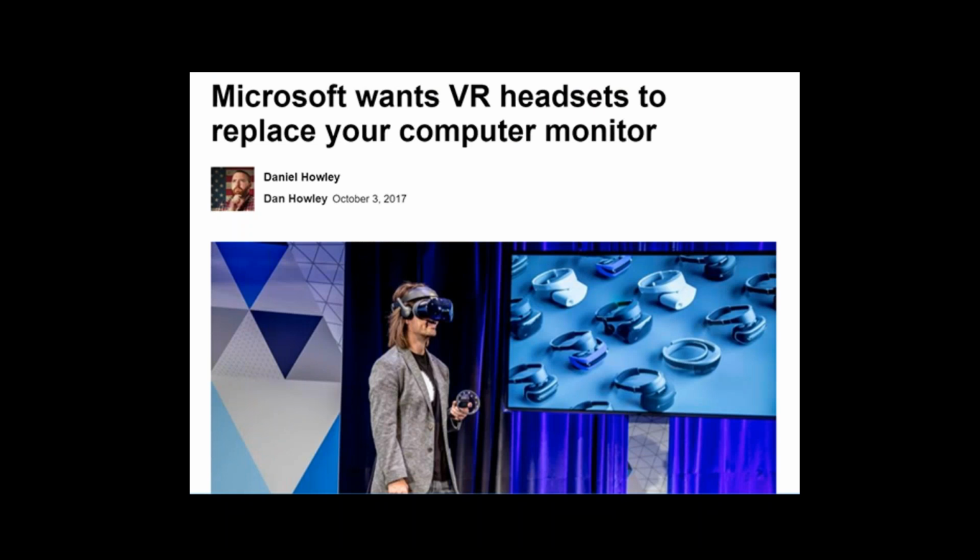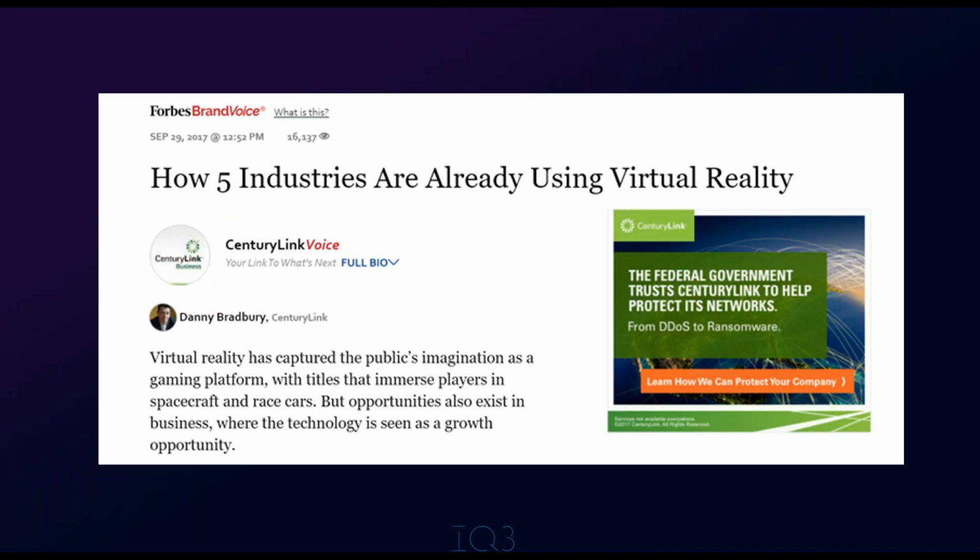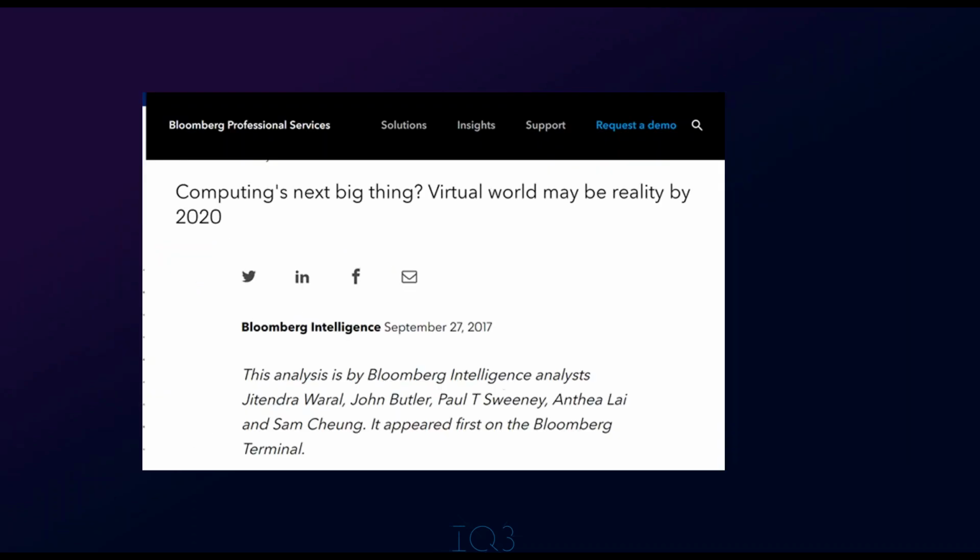And obviously, at IQ3, we're not the only ones who are talking about VR. There's a lot of people out there talking about VR. Microsoft believes that VR should be on everybody's computer monitor going forward. They're thinking of actually replacing computer monitors with VR headsets. And if you look at Forbes, they talk about how 5 industries are already using virtual reality. And I talked about Boeing. So the aerospace industry is a big industry that's implemented VR already. And even Bloomberg, financial news, they're talking about computing's next big thing. The virtual world may be a reality by 2020.